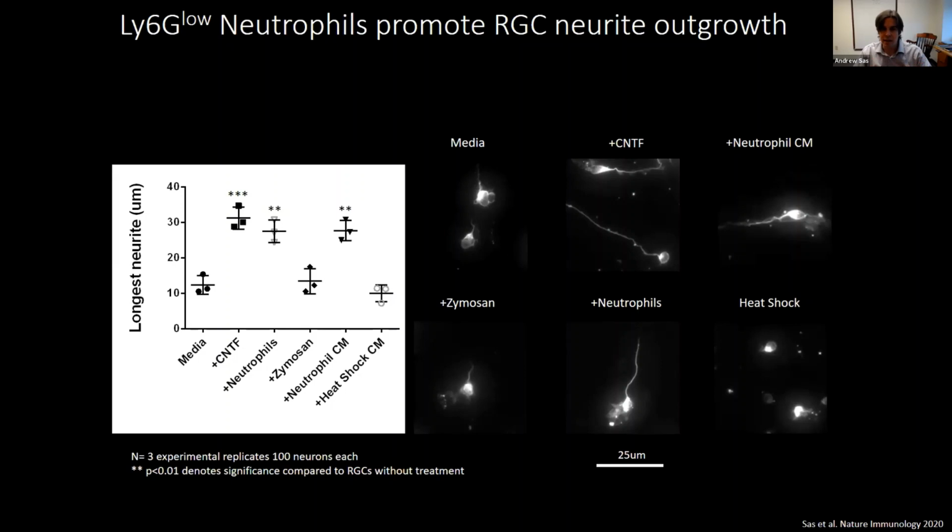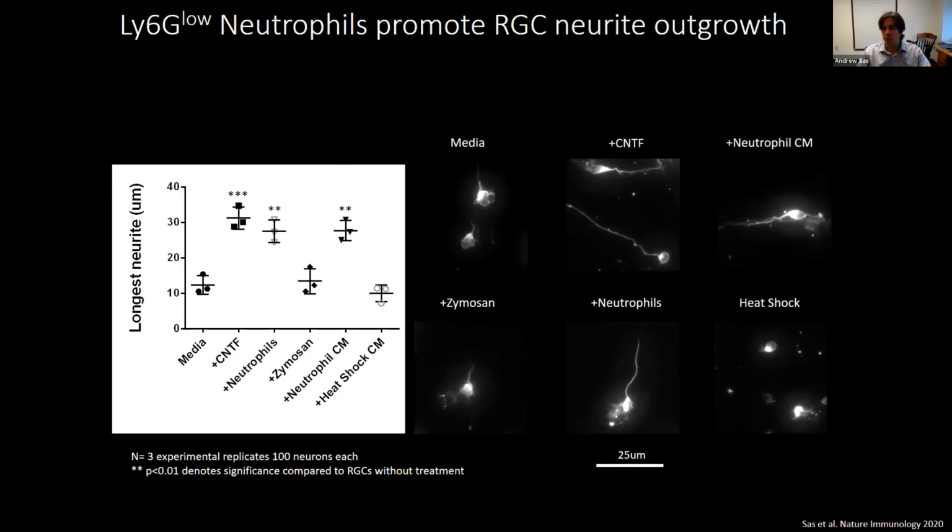So the next question was, do these neutrophils directly interact with the retinal ganglion cells, or do they secrete some sort of factor that is soluble into the media? To look at that question, we took the neutrophils, put them into the media, and let them secrete factors for 24 hours. We then spun down the media, took the supernatant off, but left the cells behind, and added just this neutrophil conditioned media into the retinal ganglion cells.